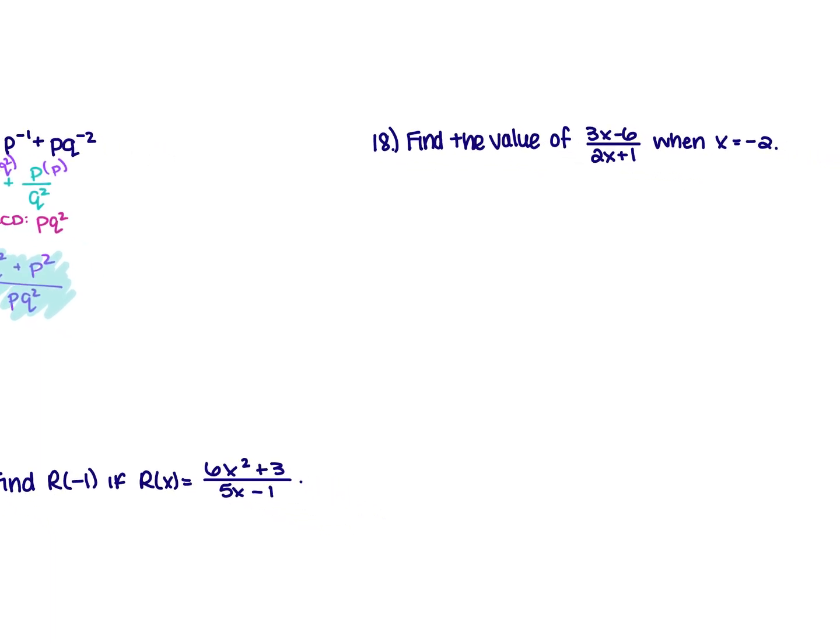For number 18, it asks us to find the value of 3x minus 6 over 2x plus 1 when x is equal to negative 2. So with these, wherever you see an x, you're going to plug the negative 2 in. So this is just going to give you 3 times negative 2 minus 6 all over 2 times negative 2 plus 1. The 3 times negative 2 is negative 6. The negative 2 times 2 is negative 4. From here, we're going to add the negative 6 and the negative 6 to give us negative 12. And the negative 4 plus 1 is negative 3. Simplifying negative 12 over 3, they become positive, and 12 divided by 3 is 4.